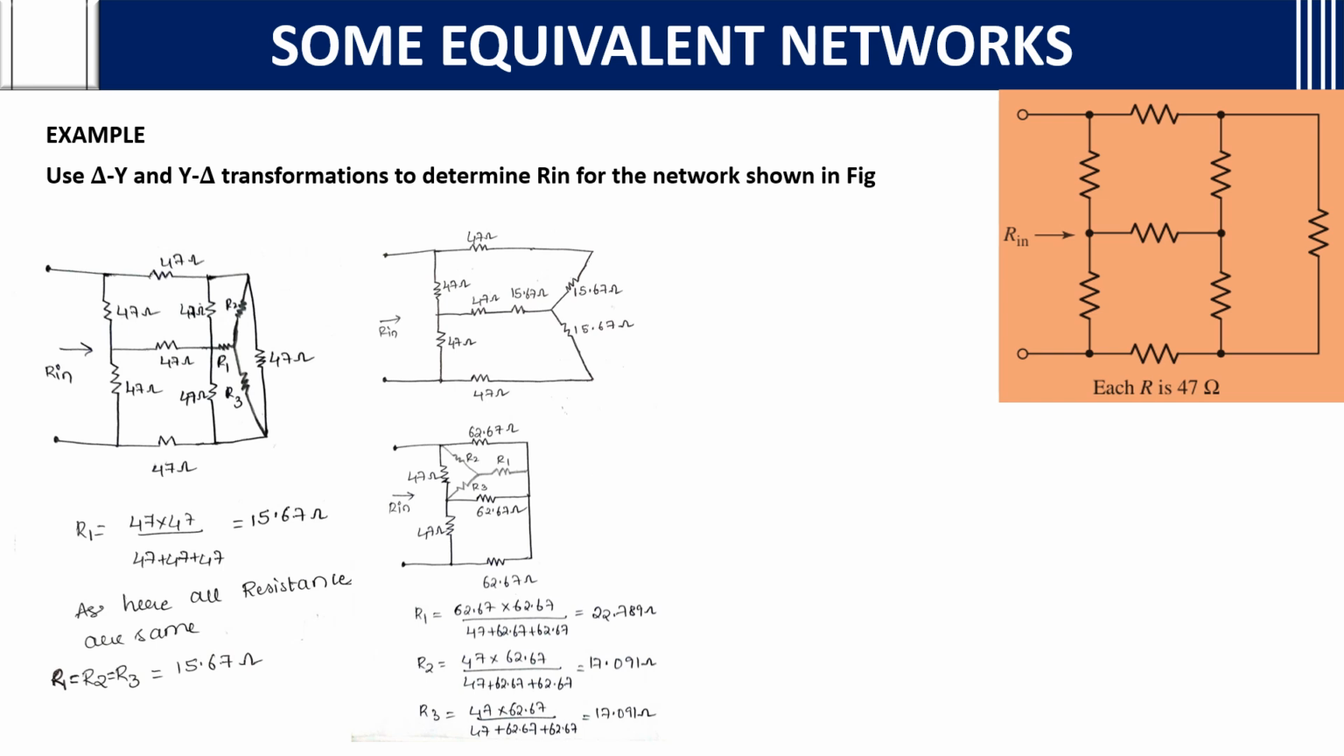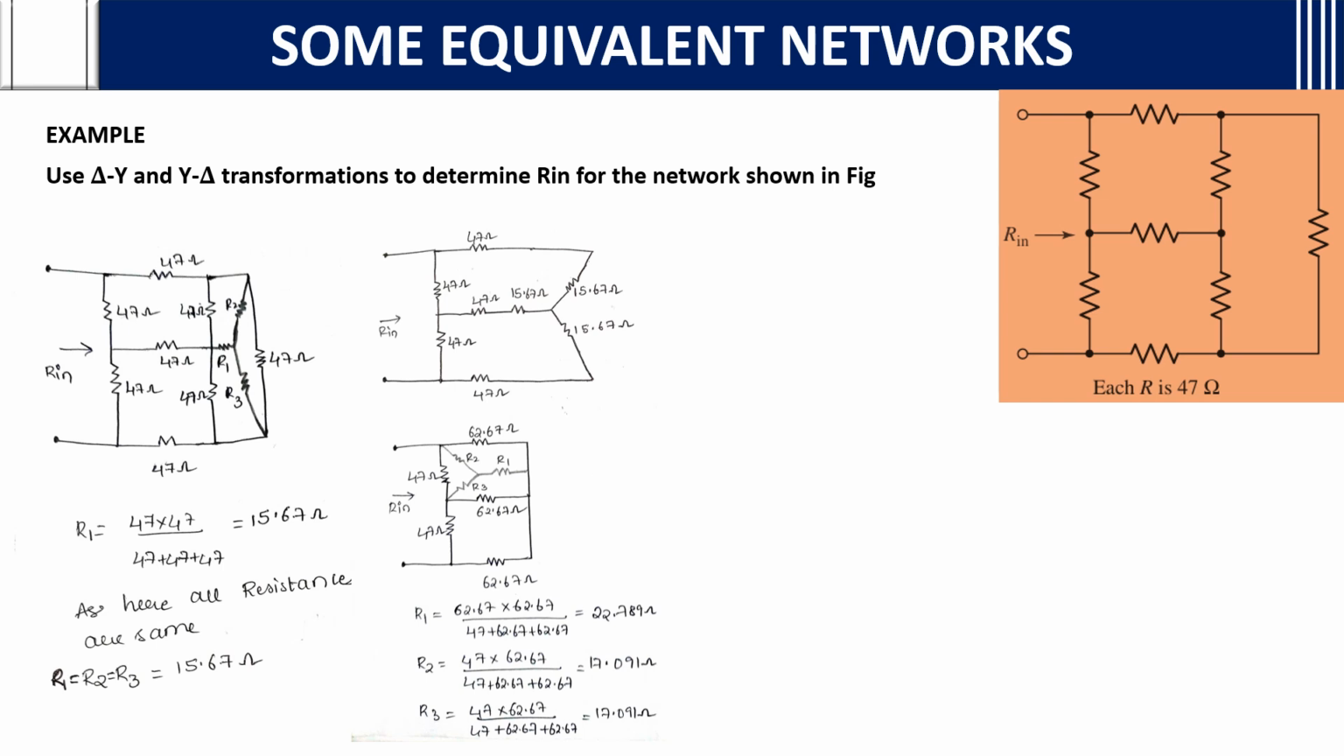So you need to convert that delta form to star form. After converting, these two are in series, these two are in series, and these two are in series. In series, what will you do? You will add. After adding up, you can see there is again another network where this is also in the form of delta. You can convert either delta into star, but I have taken the upper one. If you want, you can try with the lower network also and you will get the same answer.